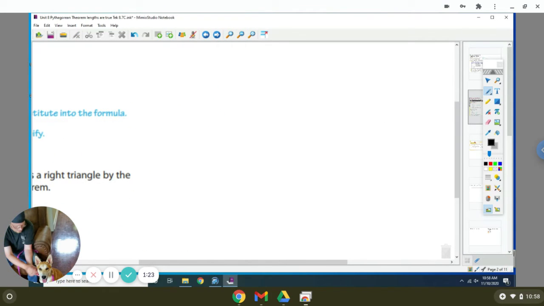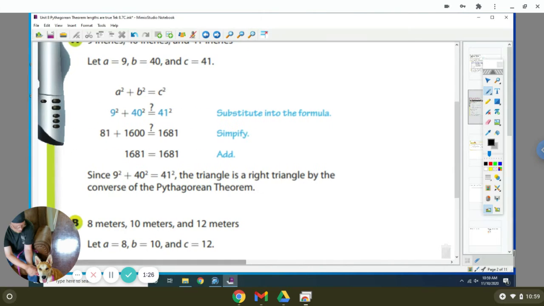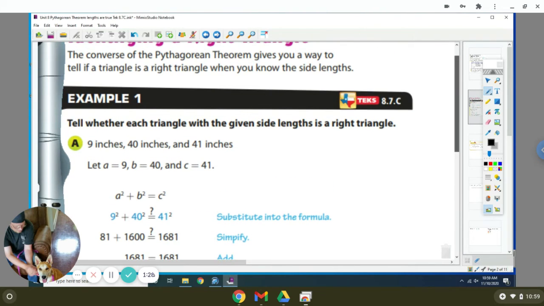Zoom in. So we have the lengths 9, 40, and 41. Just understand, C always has to be the biggest length. C is the hypotenuse, so it has to be the biggest length. A and B can be interchanged. It doesn't matter what they are, but I would just always make the largest length C.